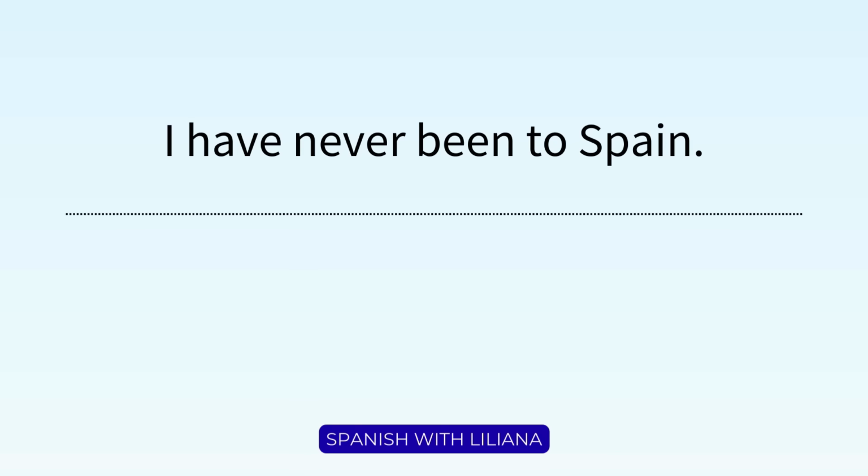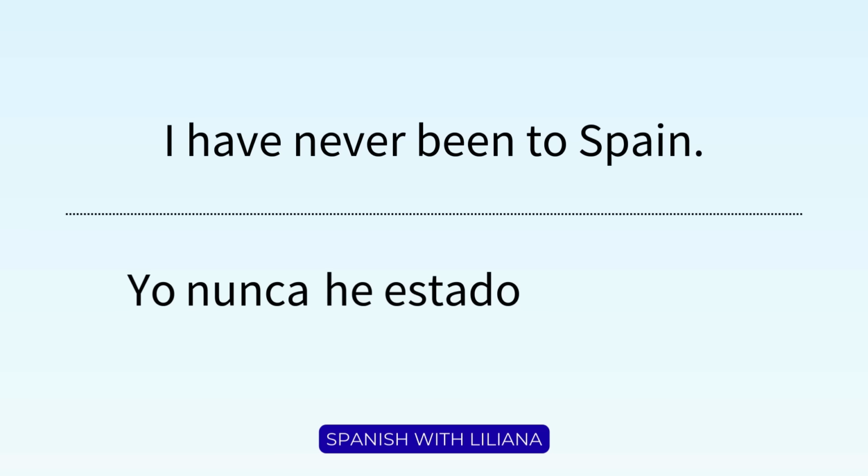Alright, the next sentence is I have never been to Spain. How would you say this in Spanish? So here we can start with the pronoun if we're going to use it and just start with yo. But in Spanish, the verbs have to stay together. So we would put nunca, never, first. Nunca and have been becomes he estado. We cannot separate he estado. That's why never has to go first.